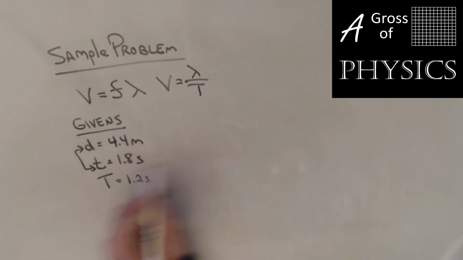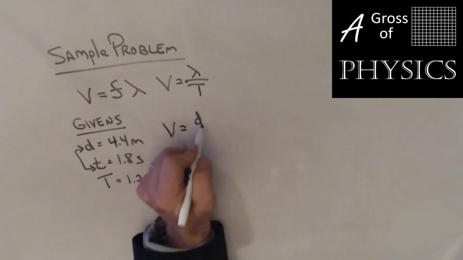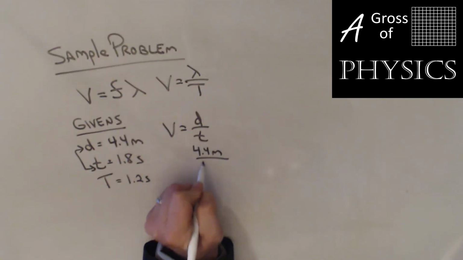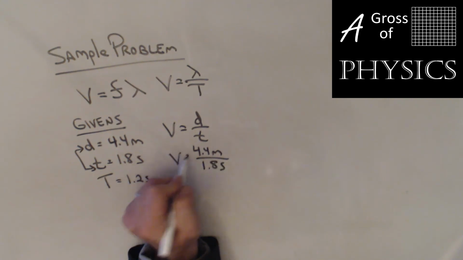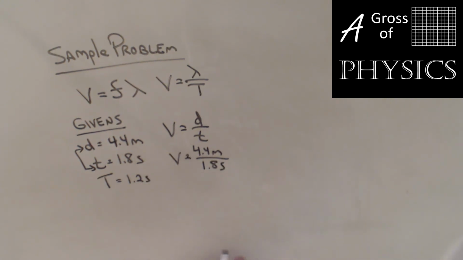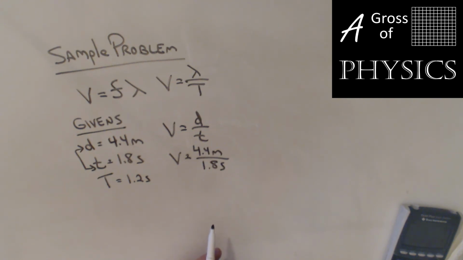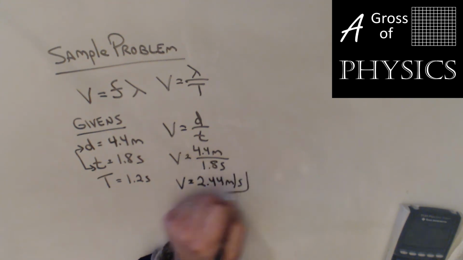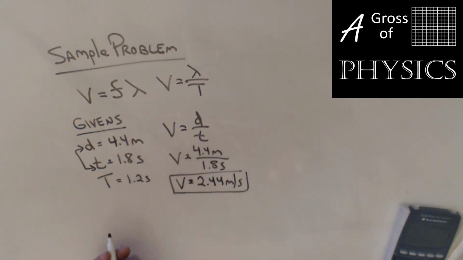Now, although we have these 2 equations, d and t still work. They're not obsolete. So we could just simply use our V equals d over t equation. 4.4 meters over 1.8 seconds will get us the speed of the wave. Taking the calculator, we have 4.4 divided by 1.8, and I'm getting 2.44 meters per second.